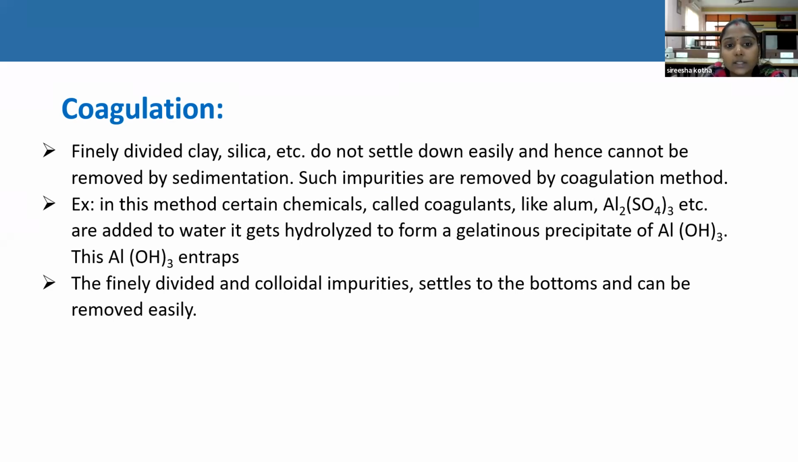In this method, certain chemicals called coagulants, like alum, are used. The chemical formula of alum is very important: Al2(SO4)3, etc. When alum is added to water, it gets hydrolyzed to form a gelatinous precipitate of Al(OH)3, aluminium hydroxide. This aluminium hydroxide entraps the finely divided and colloidal impurities, which settle to the bottom and can be removed easily. So we have to add the alum.